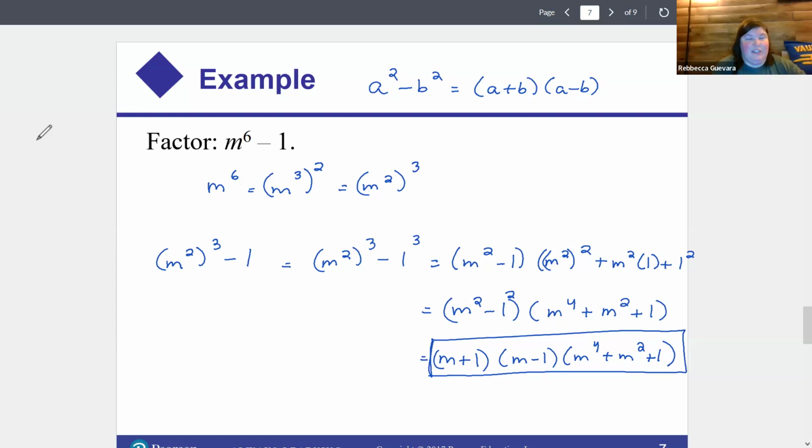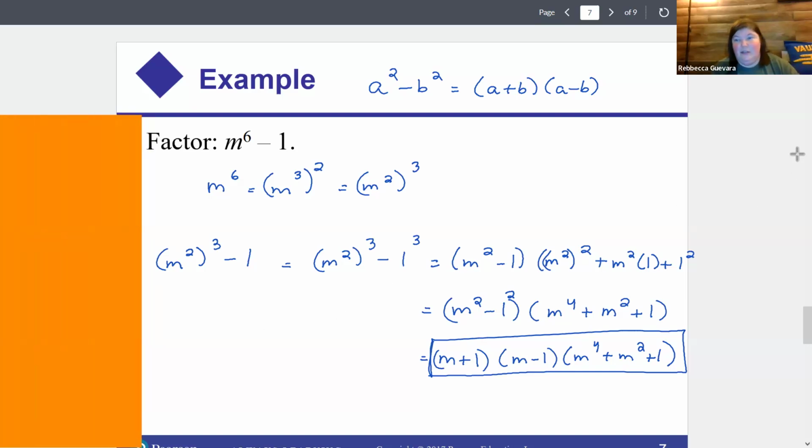And it's always best to check that this was actually working correctly. So we're going to do that here, just make a little space. So I have (m plus 1)(m minus 1)(m to the 4th plus m squared plus 1). We're going to double check and make sure that this worked correctly.